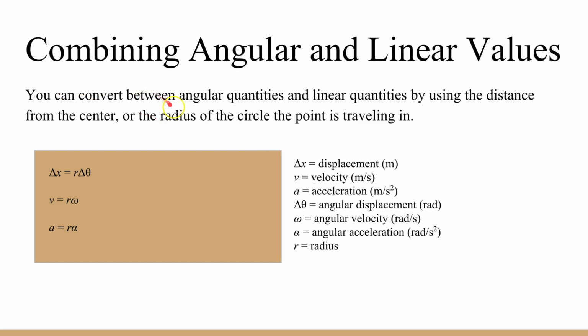Now you might be wondering, how do you connect angular and linear values? Well, you use the radius. Specifically, the radius of the circle the point is traveling in. If you have a circle, it's again a very poorly drawn circle, but this will do. So this is our center. It's your axis of rotation. We'll discuss that more next time. So the center about which it's rotating, and this is like a little object, right? It's moving with angular velocity omega.